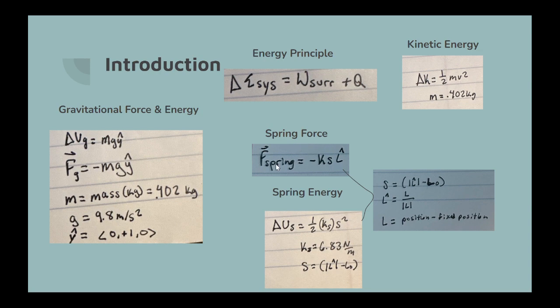For spring force, we have negative K times S L hat, where S is the change in length of the spring from its relaxed length, and L hat is L divided by the magnitude of L, and L is the position minus the fixed position. That goes along with the potential energy of the spring, which is 1/2 K S squared.